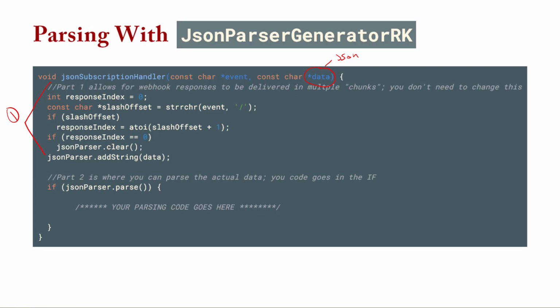So all part 1 is doing is gathering the data from multiple pieces, if that were the case. You basically just ignore that. We're just going to use that. The part we are going to focus on is this part. This is part 2. This is the part that is unique to whatever API you're using.